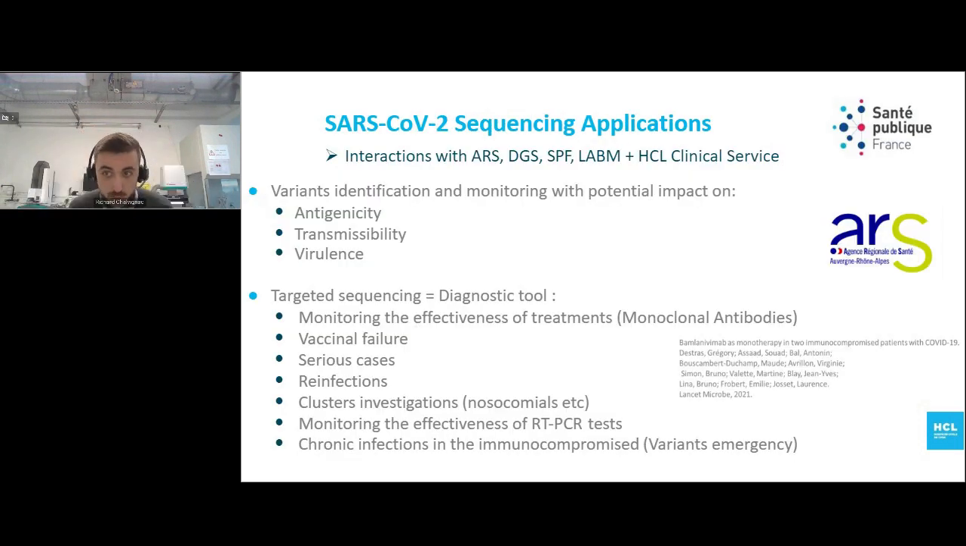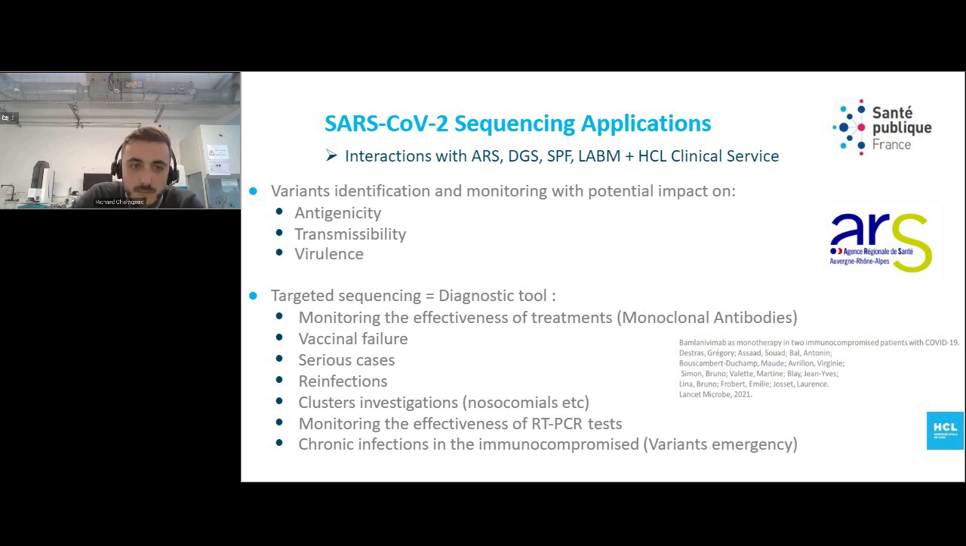All right. So all these sequencing processes are done in collaboration with many different health departments, like the National Health Department, Santé Publique France or the Agence Régionale de Santé, but also with other HCL clinical services, in order to do a complete and efficient variant identification and monitoring with potential impact on SARS-CoV-2 antigenicity, transmissibility, and virulence, and also to use what we call targeted sequencing as a diagnostic tool in order to monitor the effectiveness of treatment, especially monoclonal antibody, as Richard described with the emergency branch, in order to identify vaccinal failure or serious cases of SARS-CoV-2 reinfection that we observed at the hospital.